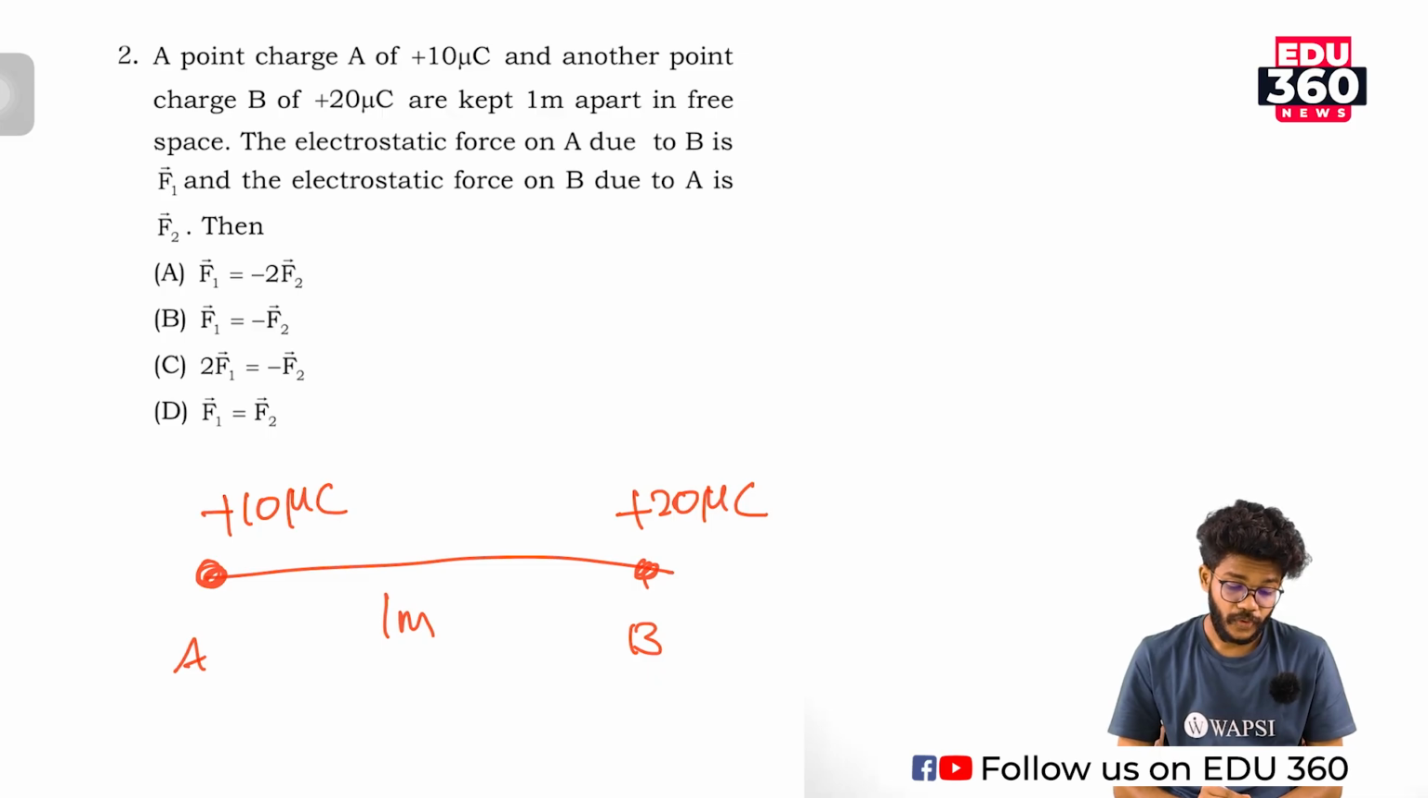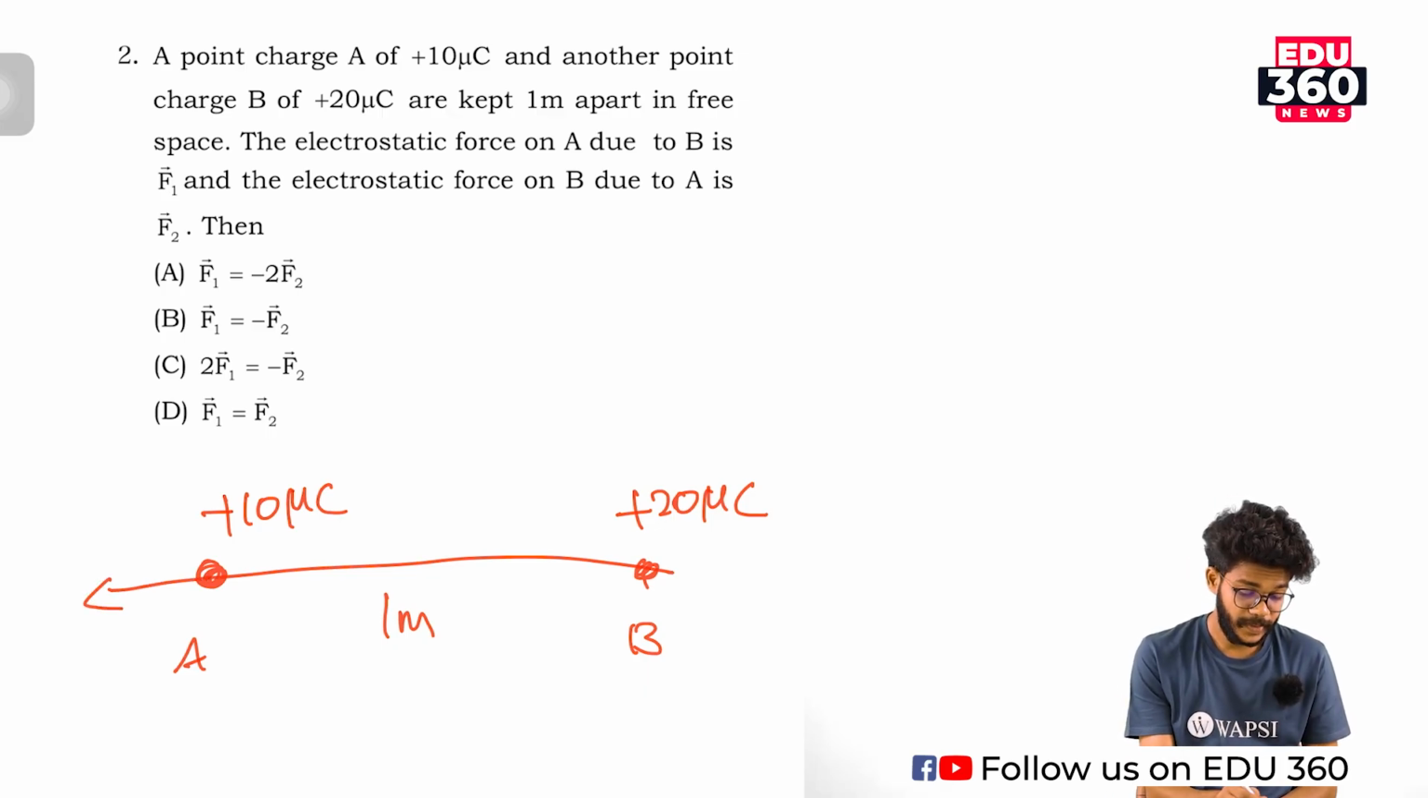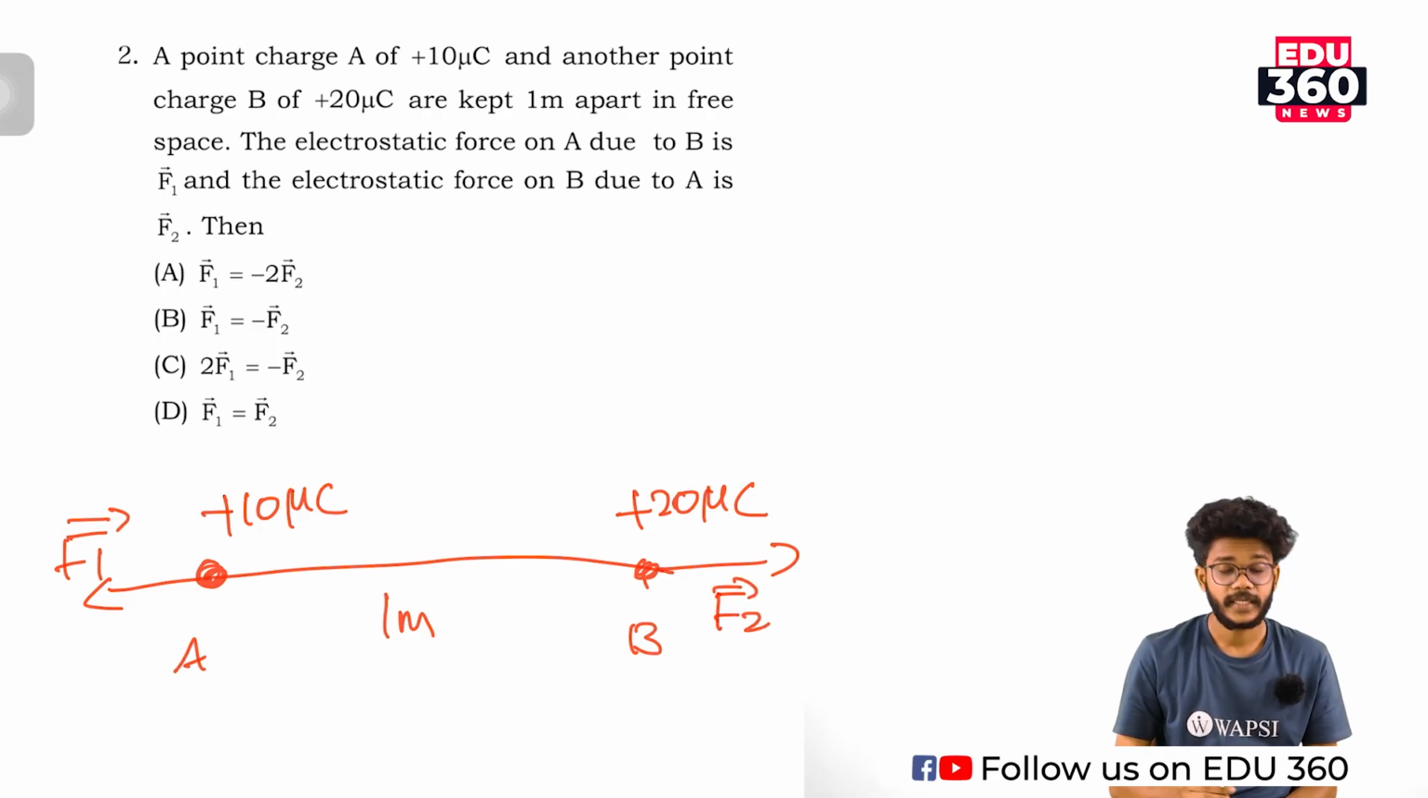The electrostatic force on A due to B is F1, and the electrostatic force on B due to A is F2. So then the direction of F1 and F2: both are positive charges, so they will repel each other, and this will be F1, towards the left, and the right will be F2, pointing towards the right side, because both are positive charges, and same charges repel each other, so they are opposite.